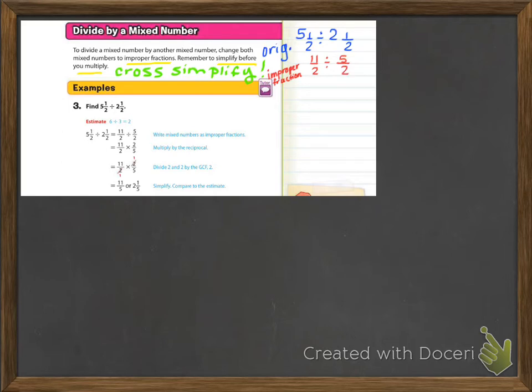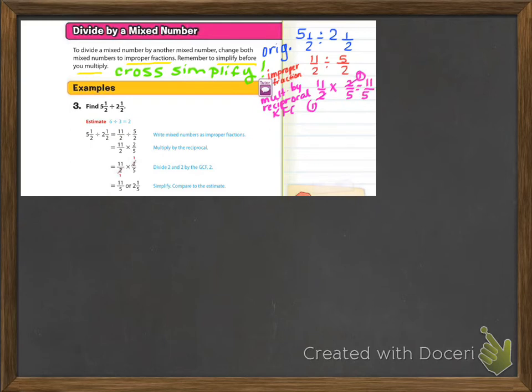And then on this next line, we're going to multiply by the reciprocal, or keep flip change as you're used to hearing. So now we have 11 over 2, which is the keep, multiplied by 2 over 5, sorry about that. And then we can cross simplify the 2's. We get 1 and 1 here. So 11 times 1 is 11, and 1 times 5 is 5.